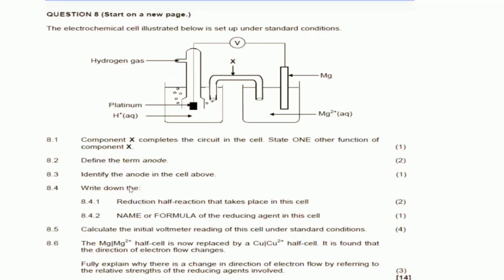Then 8.4 says write down the reduction half reaction that takes place in the cell. So the reduction half. We know that reduction takes place in the cathode. We've already identified that this side is the cathode here. So which one are we going to use? Are we going to use platinum or the hydrogen gas? It's obviously the hydrogen gas, because remember, platinum here is inert, so that means it's not reactive.